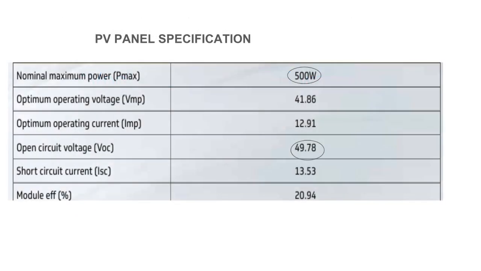First thing we should look at will be the solar panel specifications. Check for the VOC of the panel. In this example, we can see a 500 watt panel has a VOC of 49.78 volts. For simplicity of understanding, we'll round it off to 50 volts for our example purpose.